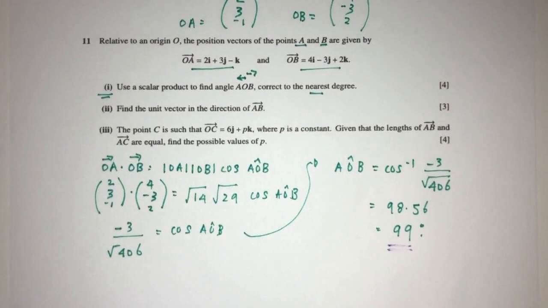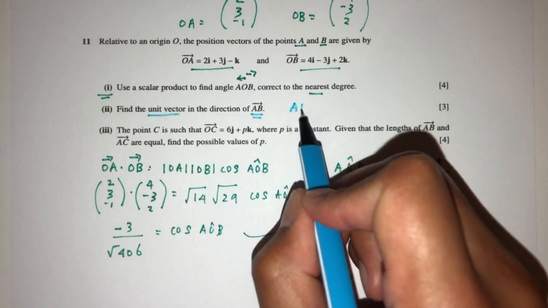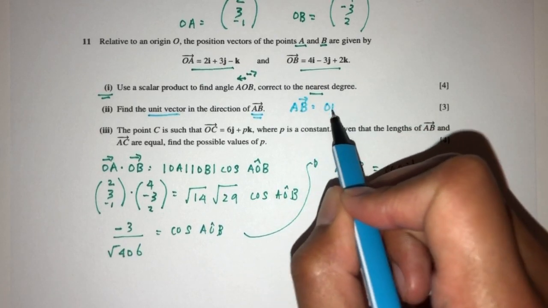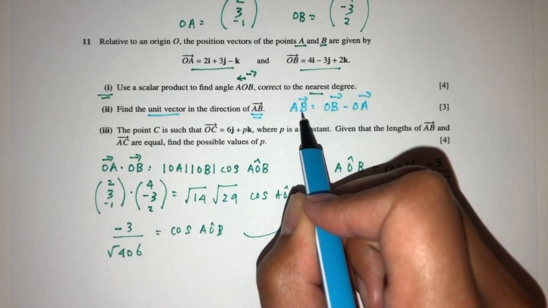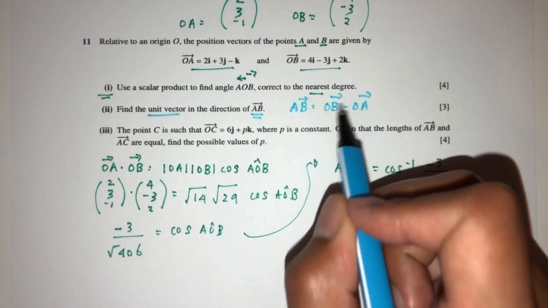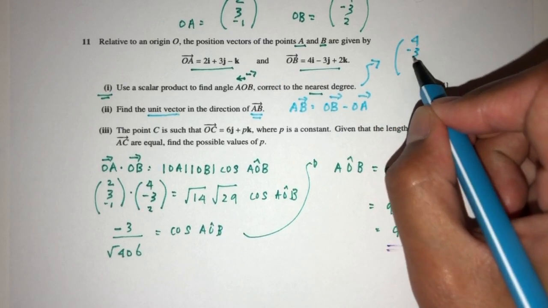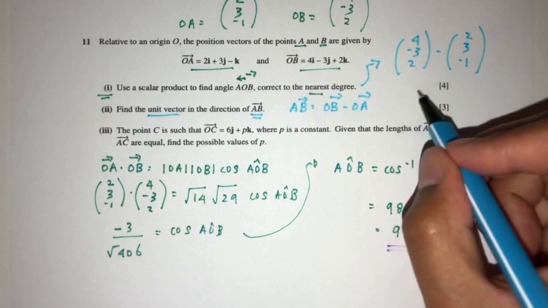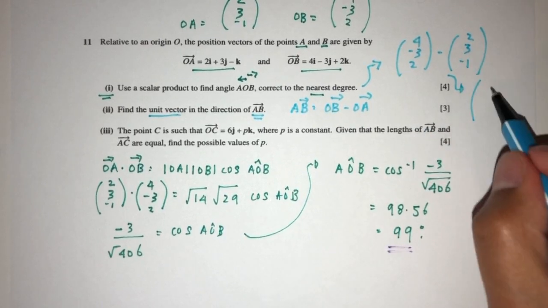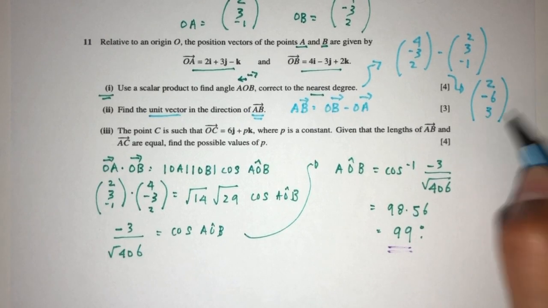Now for part 2, we have to find the unit vector in the direction of AB. So first things first, we have to find AB. AB is defined by OB minus OA. Again, we always have to look at the second one first. So AB will be OB minus OA. Now from this, OB will be (4, minus 3, 2). OA is (2, 3, minus 1). So that will give you what? 4 minus 2 is 2. Minus 3 is minus 6. That should be 3. Right.